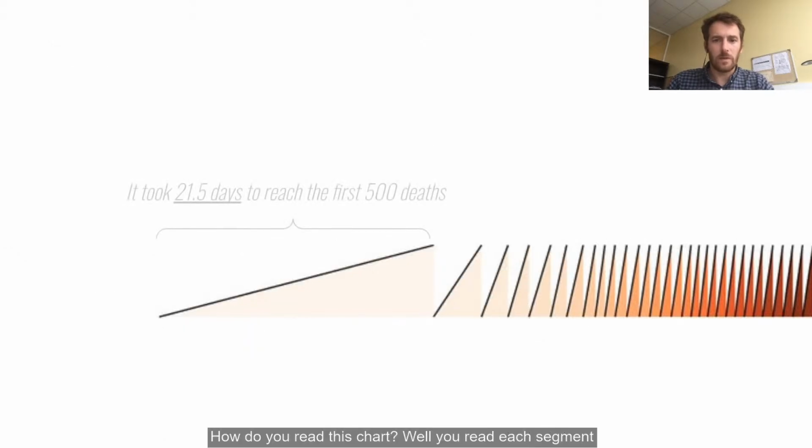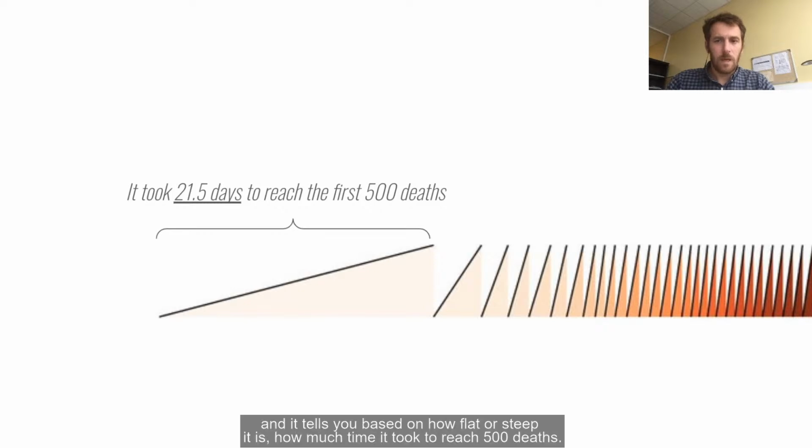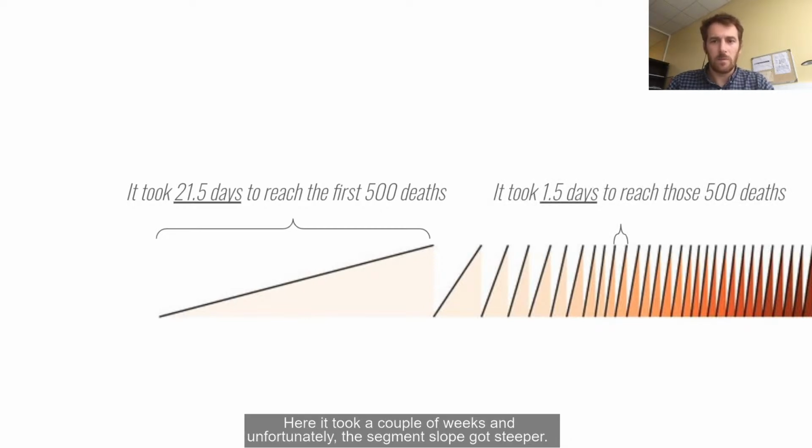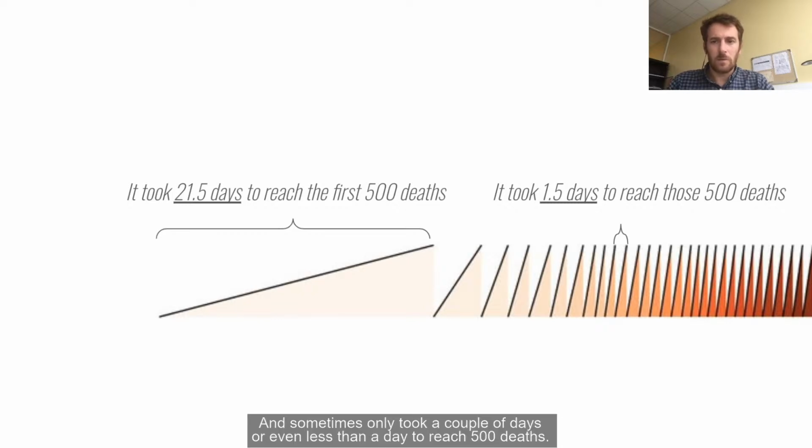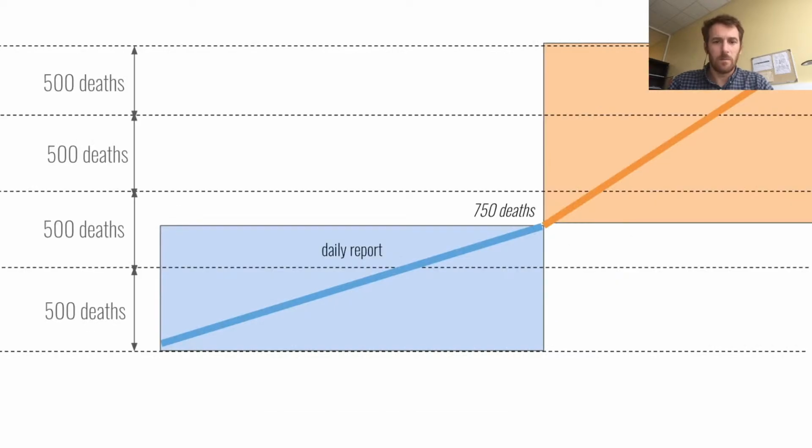How do you read this chart? Well, you read each segment, and it tells you, based on how flat or steep it is, how much time it took to reach 500 deaths. Here it took a couple of weeks. And unfortunately, the segment slope got steeper, and that sometimes only took a couple of days or even less than a day to reach 500 deaths.